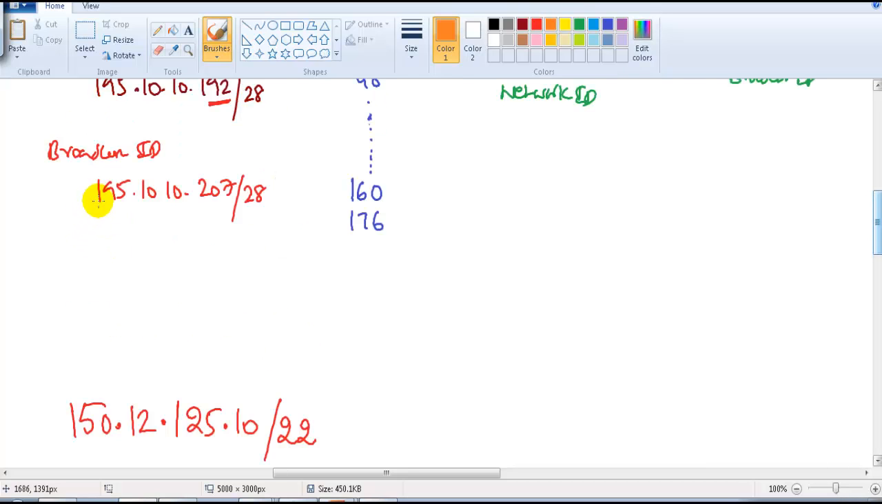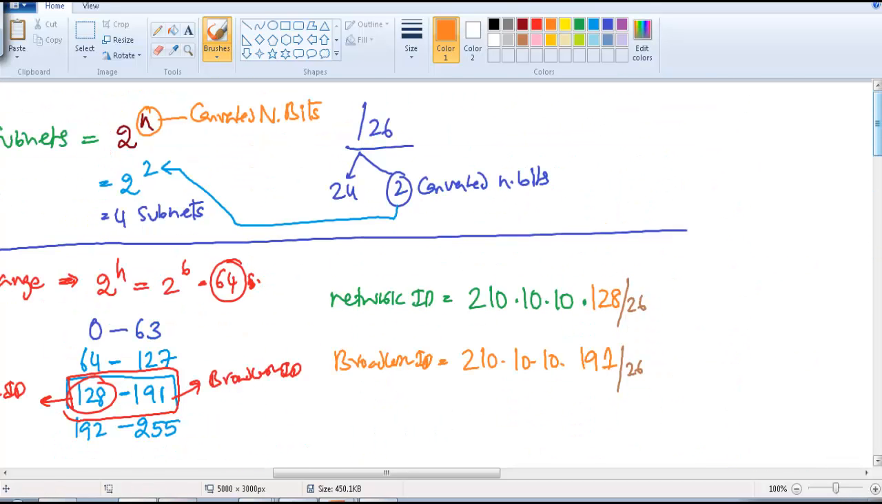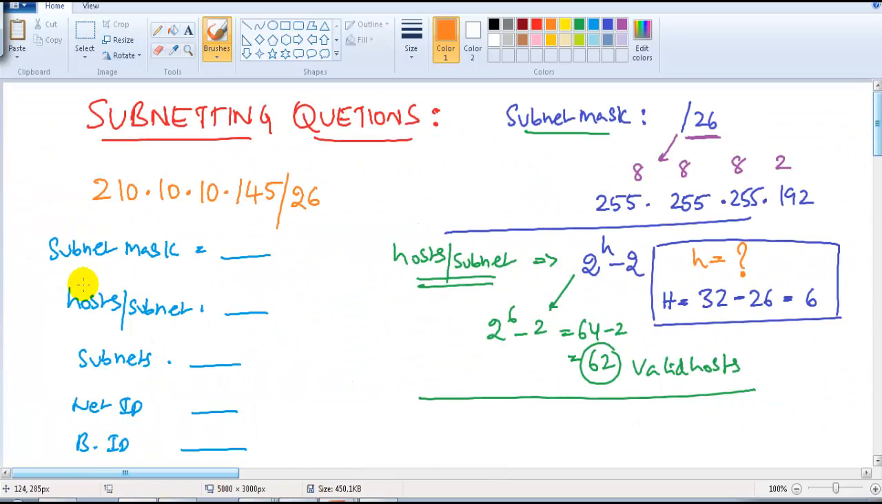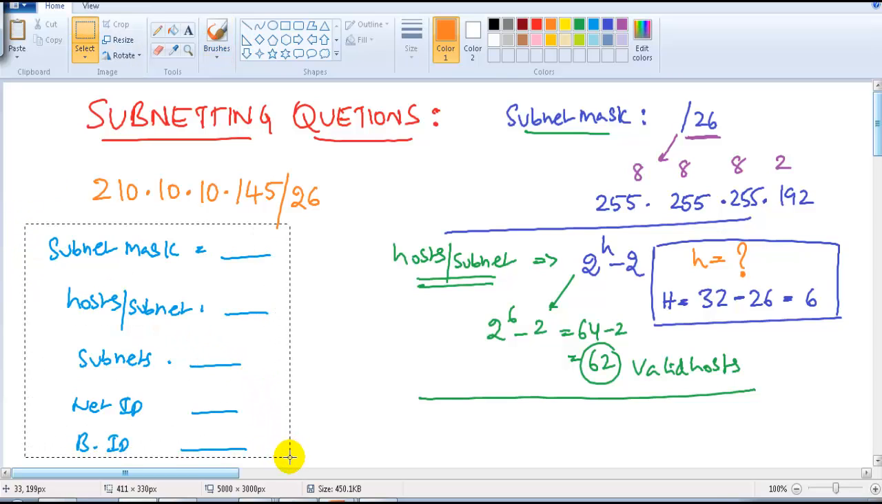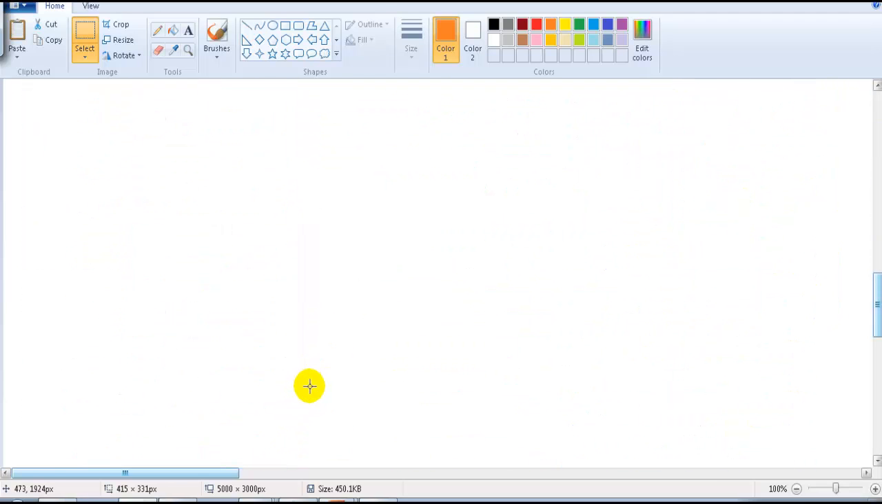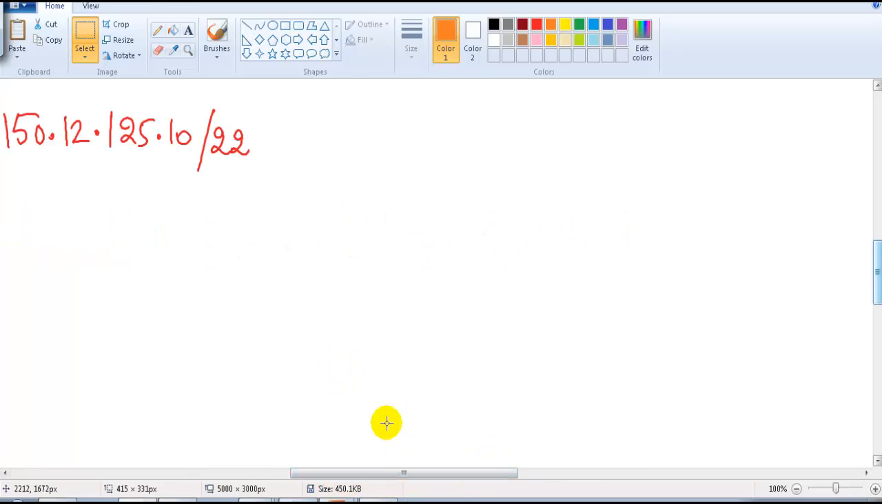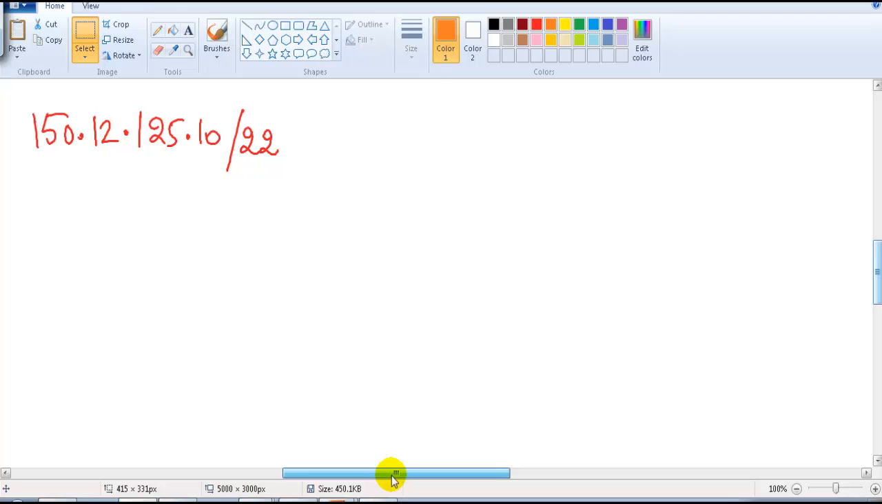Same thing you need to find. You want to find the subnet mask, the same numbers we calculated before: subnet mask, host address, broadcast, hosts per subnet, broadcast ID, network ID, everything. Exactly the same thing, so I want to find the same thing for this address.